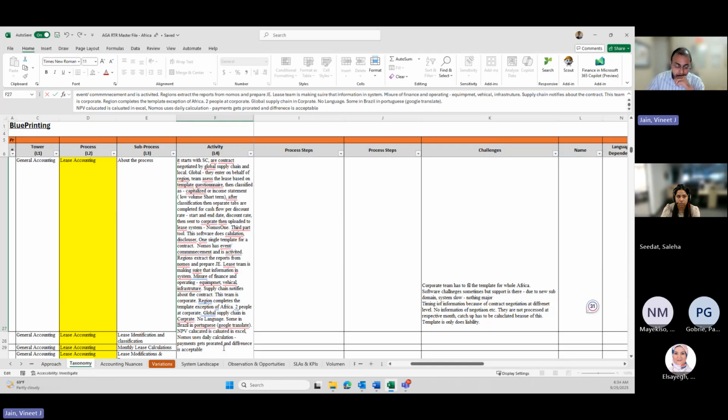So the template which you are talking about, is the NPV template different from that template, or is it the same template? It's one spreadsheet, so it's one Excel book with many tabs. Yeah. Okay.